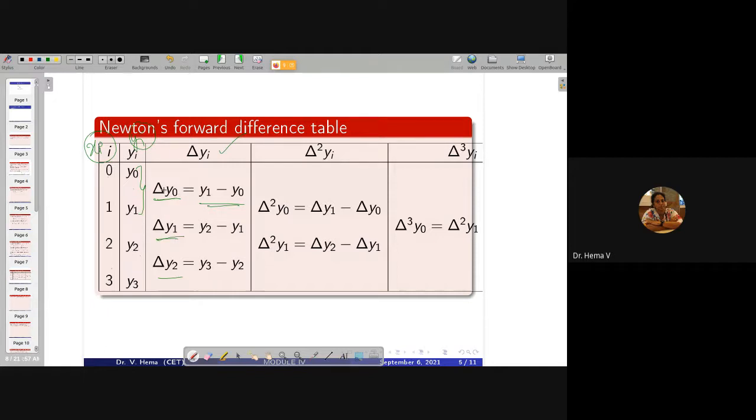Delta y0 means forward. You are going one step forward and coming back: y1 minus y0. Delta y1 is stepping one forward and coming back: y2 minus y1. Delta y2 is y3 minus y2, written in between. Here you just write the values. Delta square y0 means delta y1 minus delta y0, written here, with its middle value. And delta cube y0 is delta square y1 minus delta square y0. You got the point? This is how you write this.